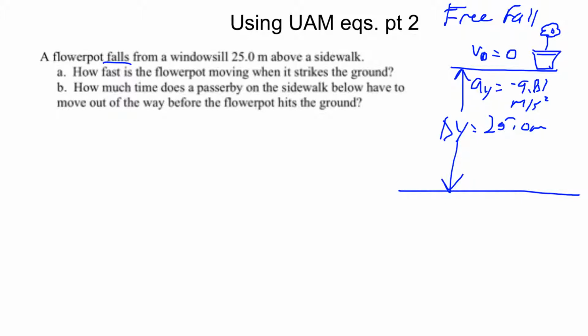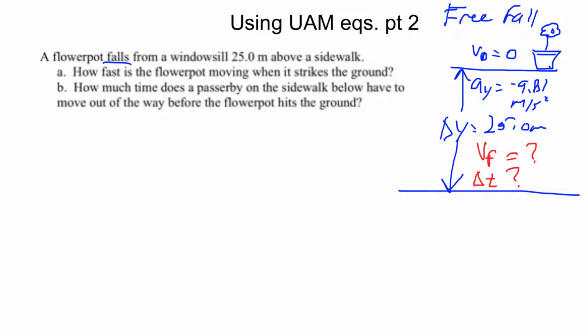Alright, so we know 3 things about the motion, which means we can solve for the other 2. The other 2 things that we could figure out here would be the final velocity and the time. Those are the other UAM variables. And it just so happens that that's the 2 things that it wants to know. So we're in luck. Alright.